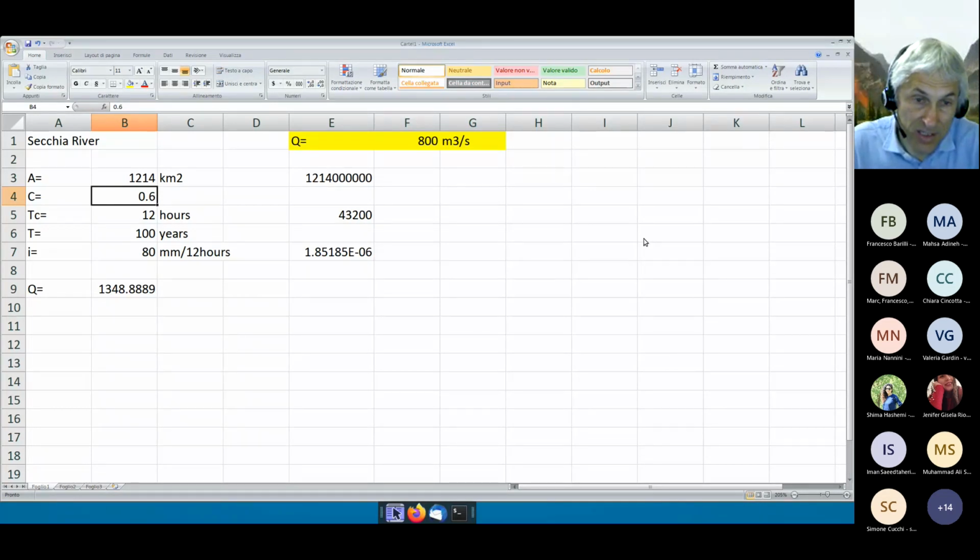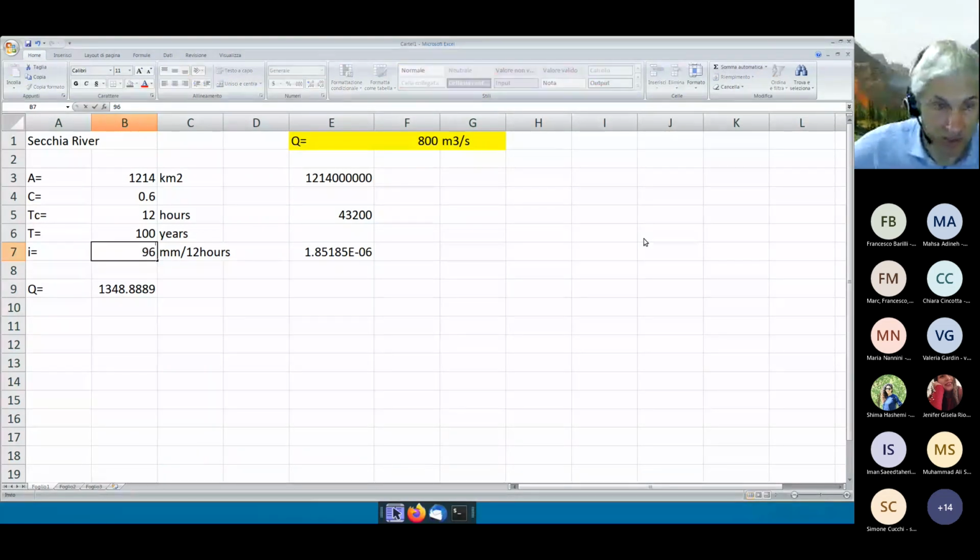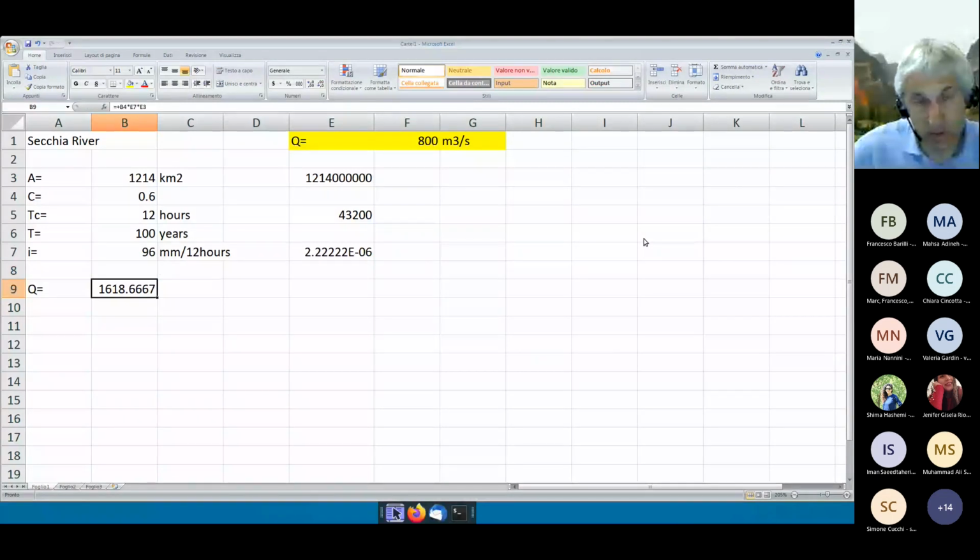Now, this model is ready to make a climate change impact assessment. So how much will this rainfall intensity increase by 2100? From 80, it may go to something more, like plus 20%. Okay, so let's put 96. And we get a corresponding 20% increase in river flow.